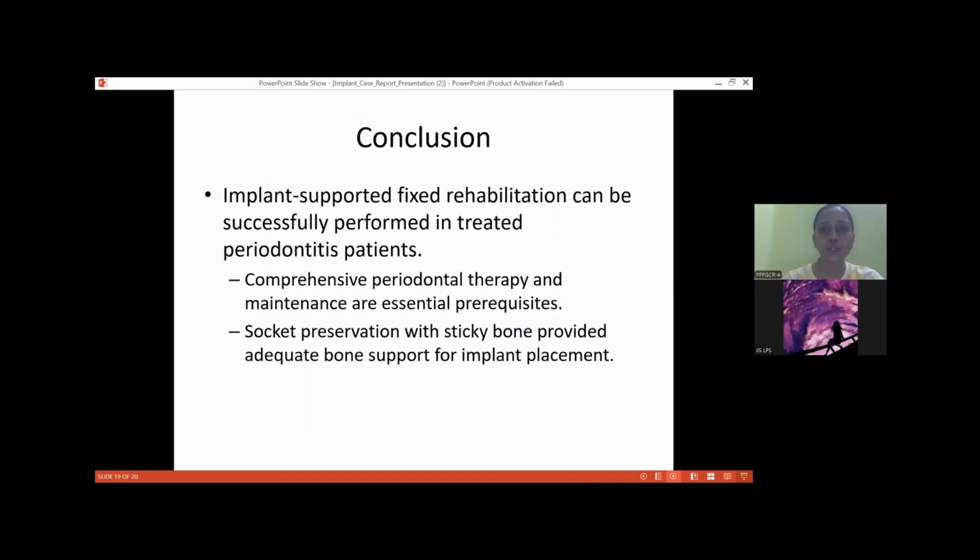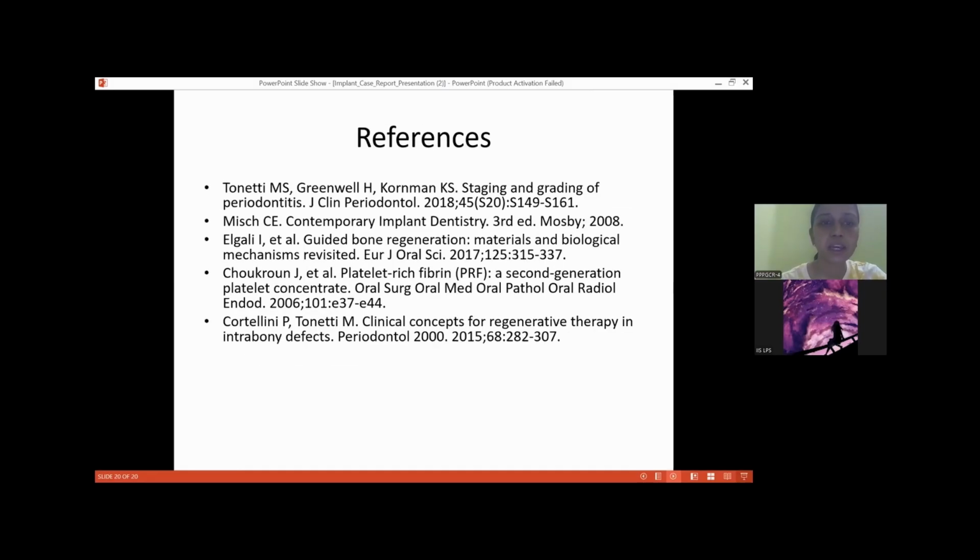Coming to the conclusion, implant-supported fixed rehabilitation can be successfully performed in treated periodontitis patients. Comprehensive periodontal therapy and maintenance are essential prerequisites in such cases. Socket preservation with sticky bone provided adequate bone support for implant placement in such patients. And thank you. These are my references.